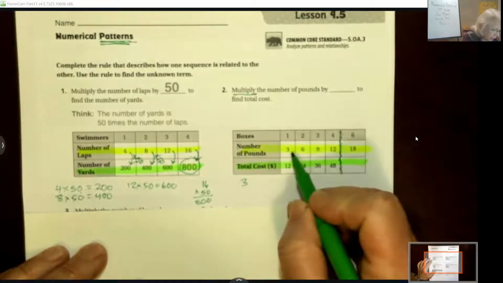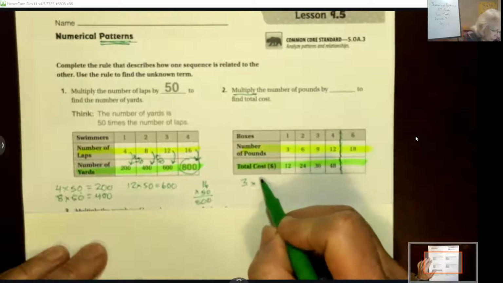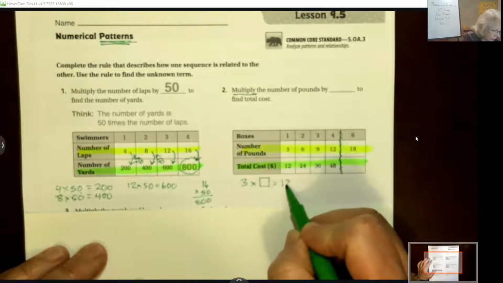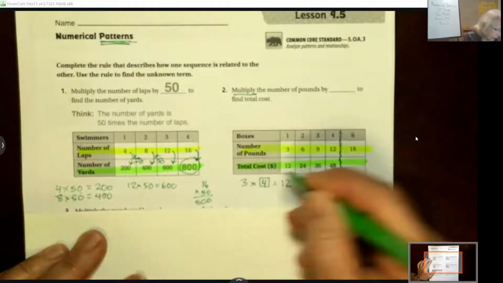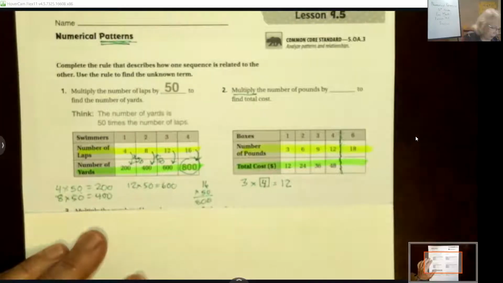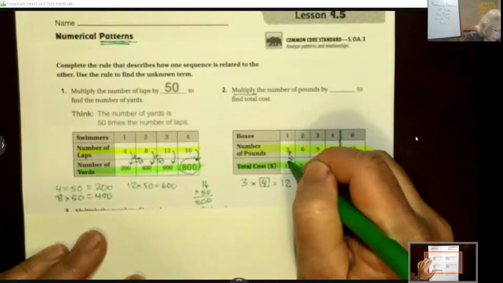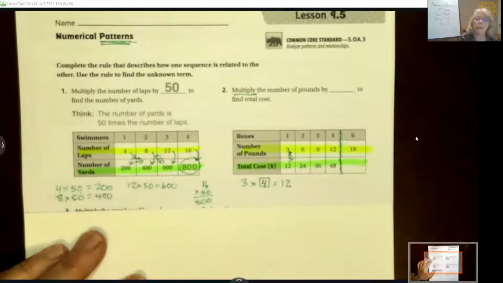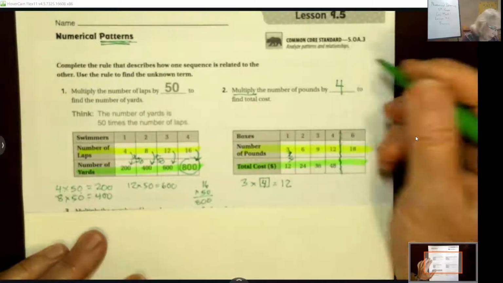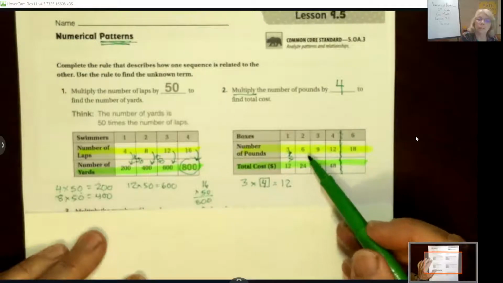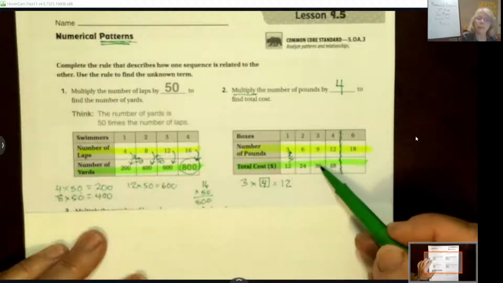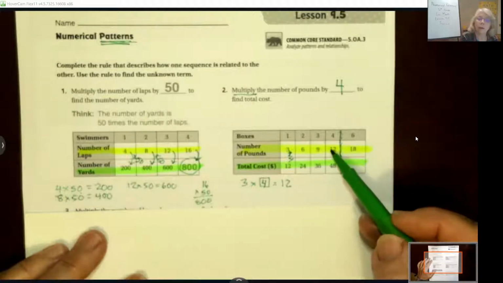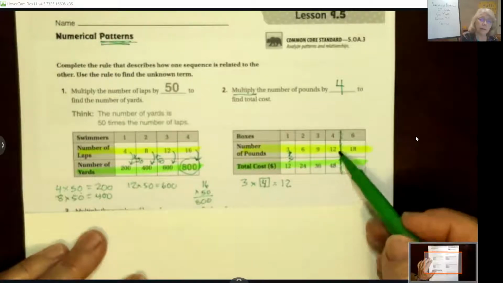So they say multiply the number of pounds by something to find the total cost. So let's start. 3 times what number equals 12? Well, I think most of you know that fact. That would be 4. So we're going to say 3 times 4 is our pattern that we think works. So we're going to put 4 up here. Now let's check it. Is 6 times 4 equal to 24? Yes. 9 times 4 equal to 36? Yes. 12 times 4 equal to 48? Might take you a minute to work that out, but the answer is yes.